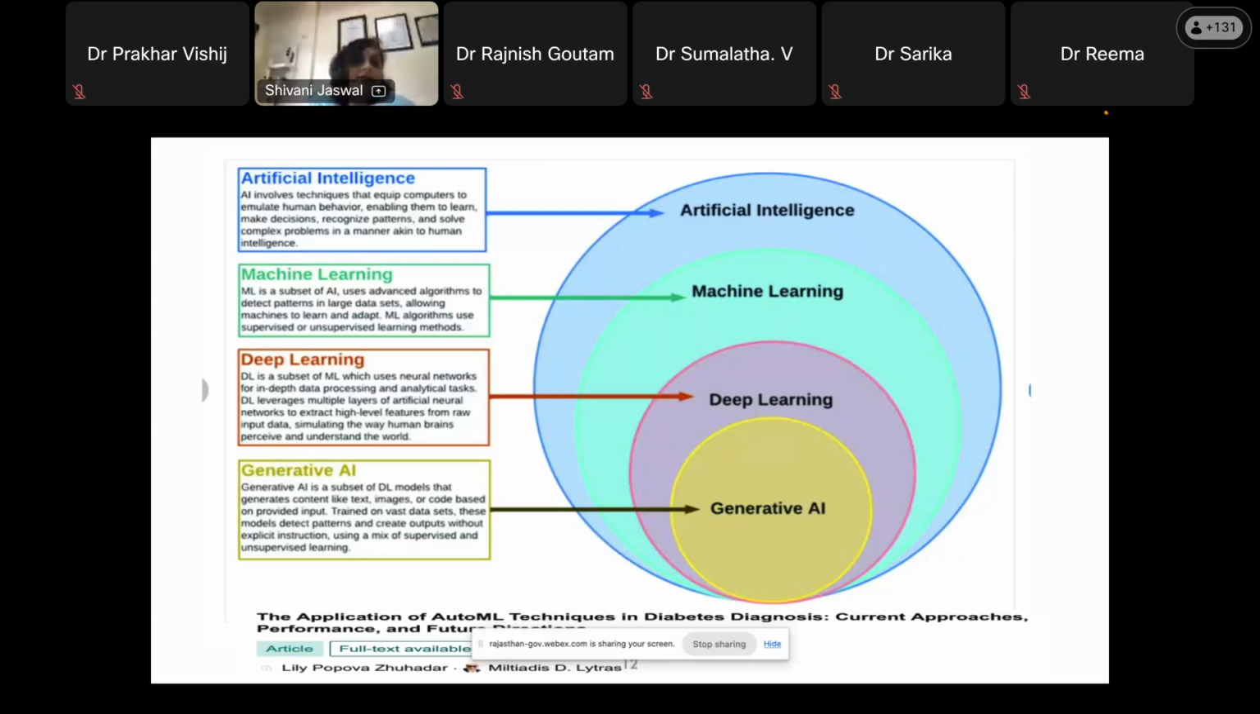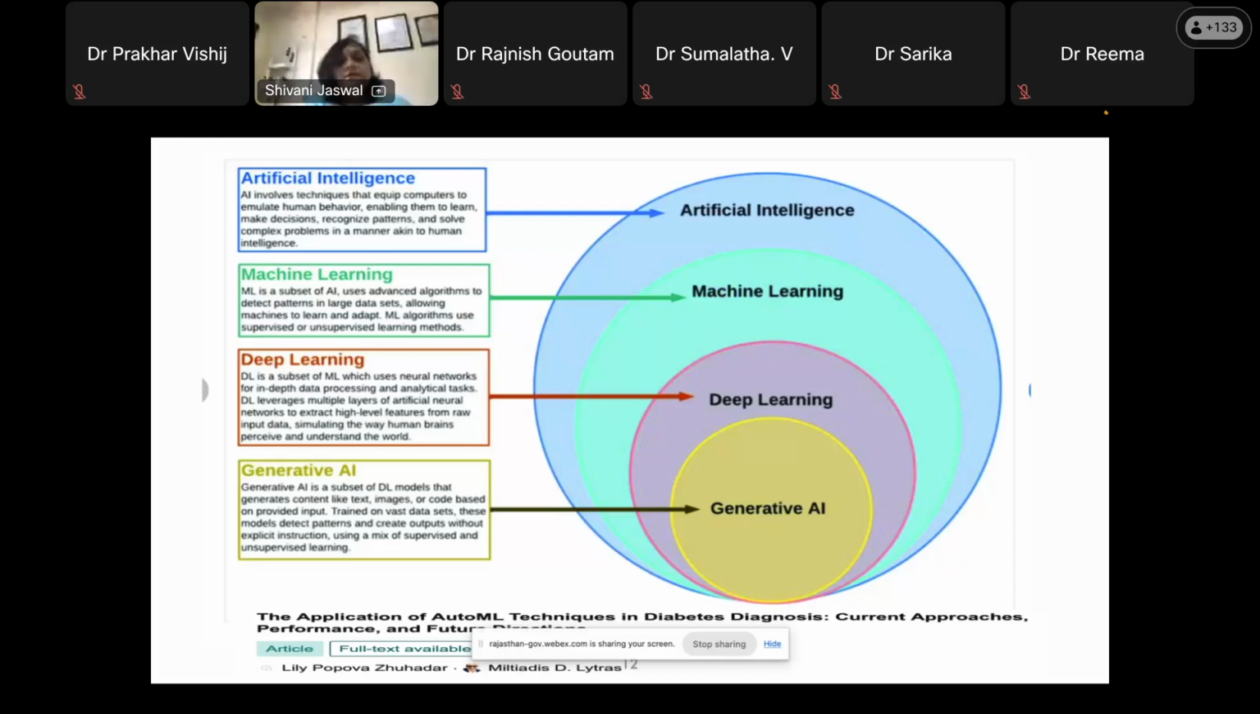So machine learning is again a subset of artificial intelligence. It uses advanced algorithms to detect patterns in the large data sets. So as the name suggests, machine is learning. We give it a lot of information, a lot of data, and this machine or this system will observe this data and look at the patterns in the data and then come out with predictions. So this is what machine learning does. And machine learning is basically the primary way in which we interact with AI in healthcare and even in laboratory. The various tools that have been developed are mainly based on machine learning.